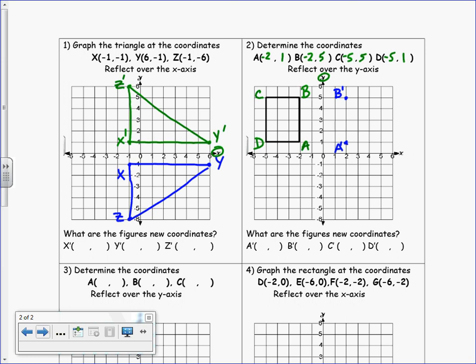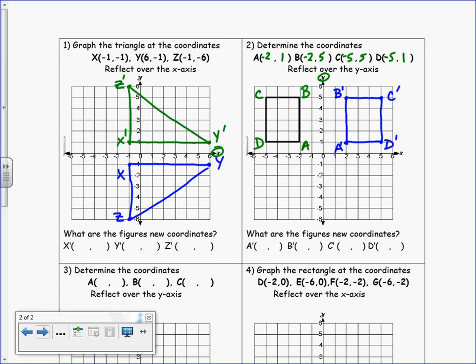D prime, it's up 1 and back 5. Now it's just going to be over 5. And here my C, if it's back 5 there, I want to go over 5. So I label C prime and D prime. Okay, so let me go ahead and connect my points. A prime, B prime, C prime, and D prime.